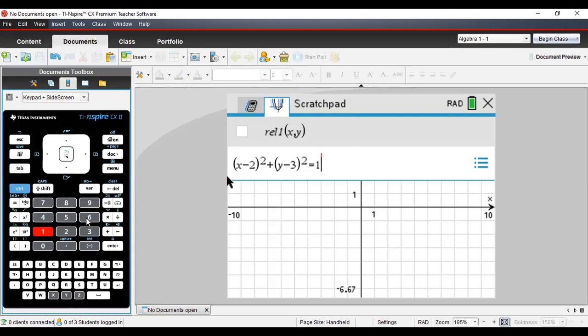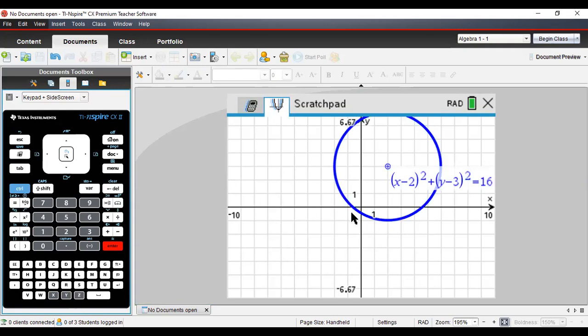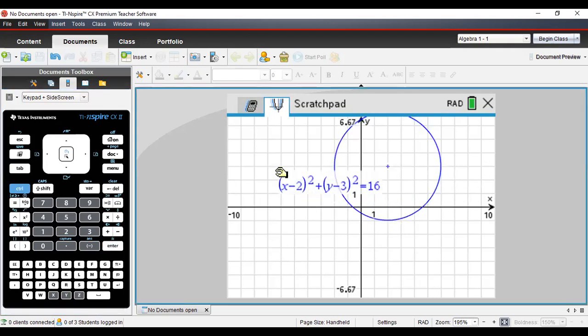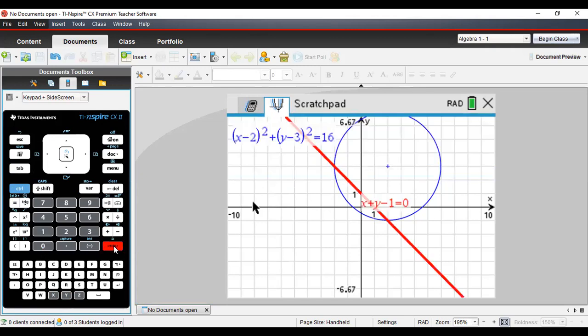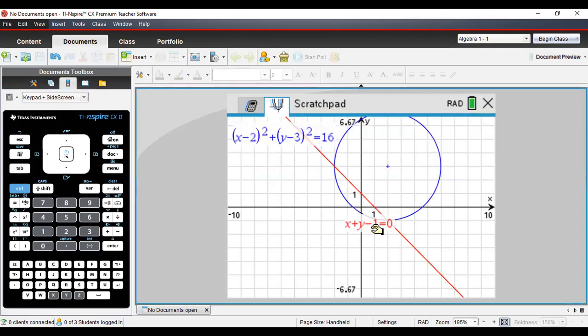16. Now, when I press enter, this is going to be a circle, and I'm going to take this and move it over here. So that's a circle. It's in the first quadrant. Now, what I'm going to do is put in the second equation, X plus Y minus 1 equals 0. And then I go boom. So there's the second equation. You can see there's 2 intersections, so we're just going to find them.